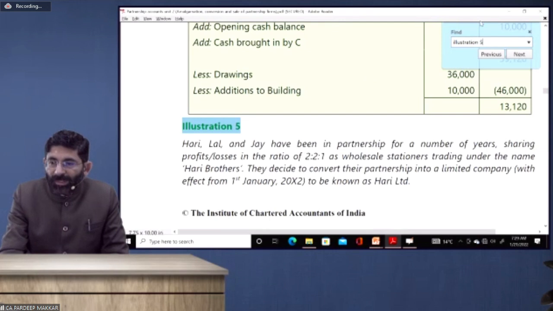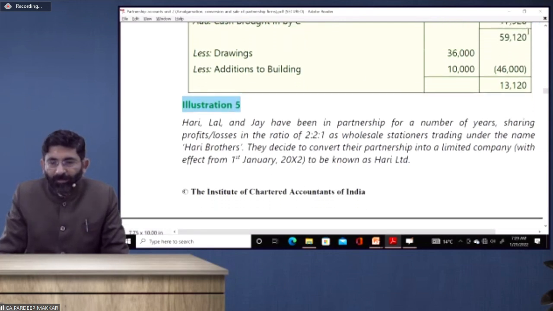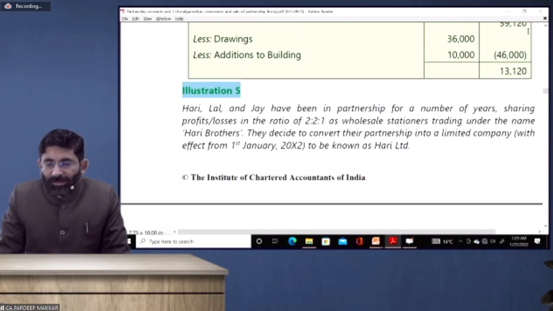So let's come to illustration number 5. Easy to understand. Hari, Lal and Jay have been in partnership for a number of years, sharing profit and losses in the ratio of 2:1 as wholesale stationers, trading under the name Hari Brothers. So that is the name of the firm.